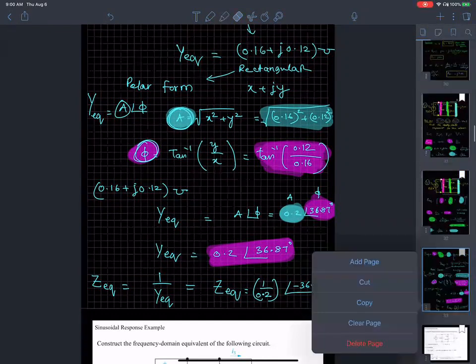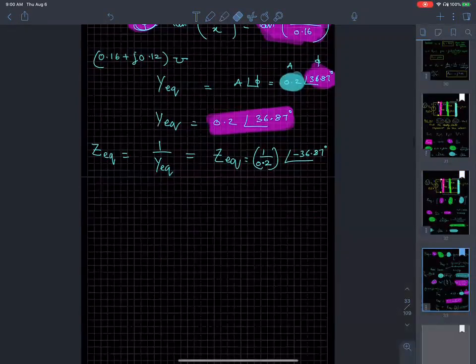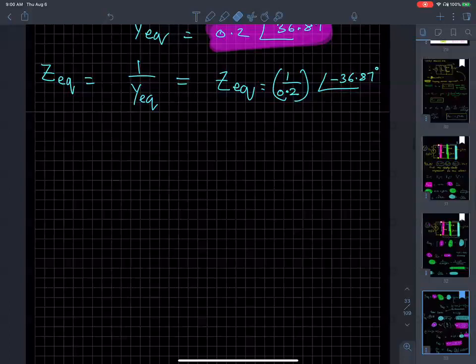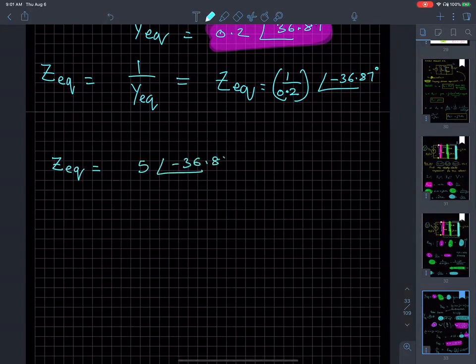Let me add a page. Here I am, Z equivalent with a value of 5, which is 1 over 0.2, angle negative 36.87 degrees. Does that make sense at all? And all of this is in ohms.